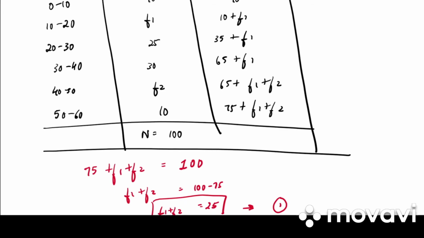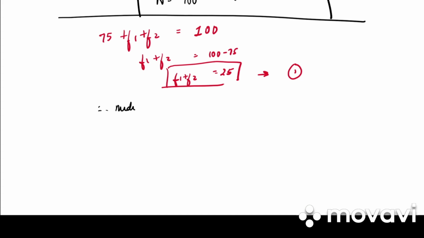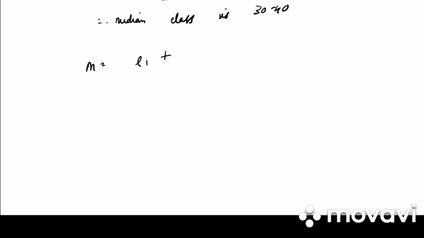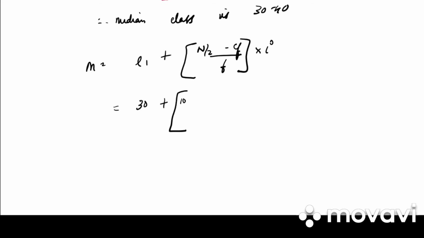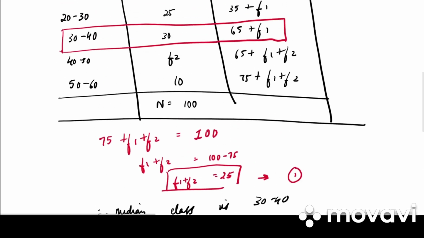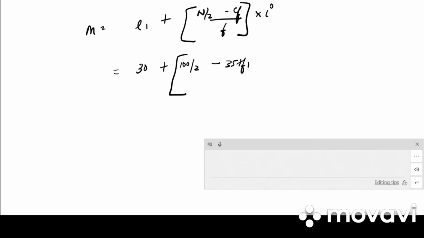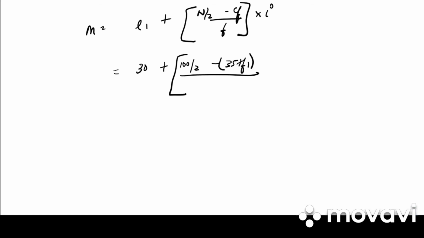Then they have given us the median. How much is the median? 30. So therefore median class is 30 to 40. So what is the formula? L1 plus N divided by 2 minus CF divided by F into I. 30 plus N is how much? 100. 100 divided by 2. What is cumulative frequency? 35 plus F1. What is frequency? 30 into 10.